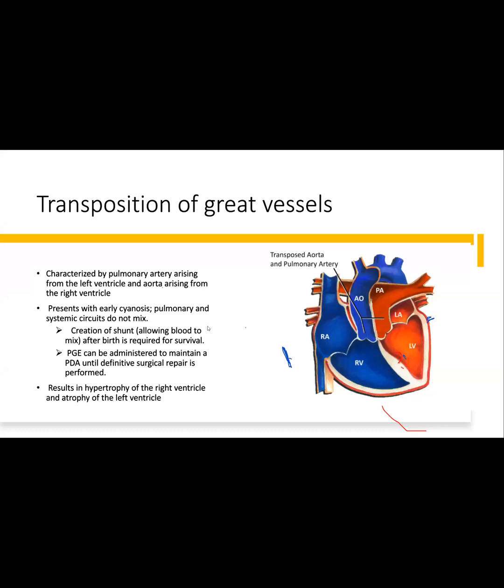So the deoxygenated blood from the body returns to the right atrium and then it's pumped back to the body via the aorta, whereas the oxygenated blood from the lung is continuously pumped back into the lungs by the pulmonary artery, without it ever going to the body. And this basically creates two separate circulatory systems, or you can say two parallel circuits, instead of a normal circulatory system which runs in series.